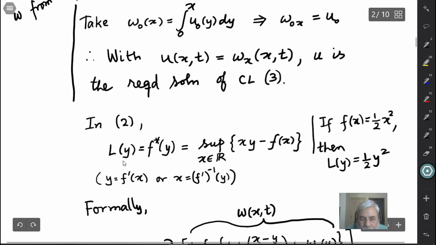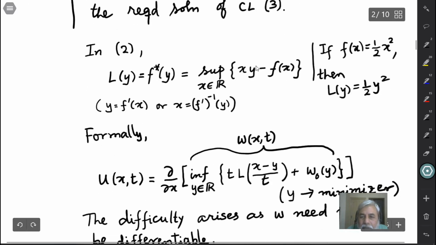This is given by this definition: supremum over x belongs to R of the product xy minus f of x. This of course can be defined in Rn, and that's what we did in the discussion on the Hamilton-Jacobi equation, where you replace this multiplication by the scalar product. For example, if f(x) equals half x squared, and that is the case of Burgers' equation, an easy computation shows that L(y) is also half y squared. So in this case, f and its Legendre transform are the same.